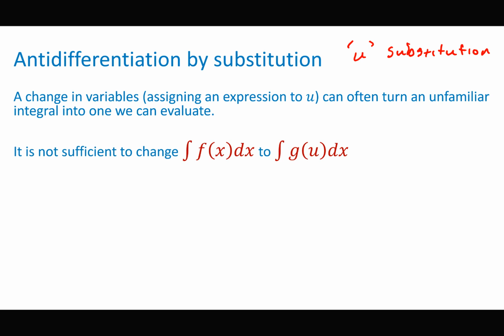Okay, so it's not sufficient to change just f of x dx to some new function g of u dx. Okay, so if we do this change, so this becomes a new function. So instead of saying f in terms of x, we have some new function we'll call g in terms of u. We have to address this differential as well, because what we saw in the last slide, those have to be the same variable. We can't do a g of u dx. It has to be the same.